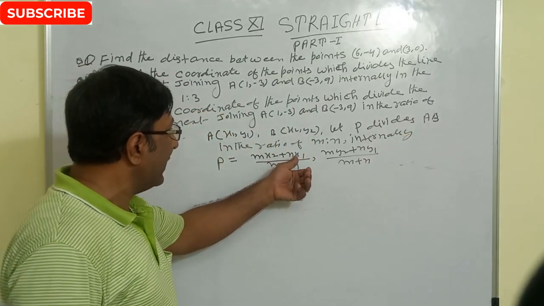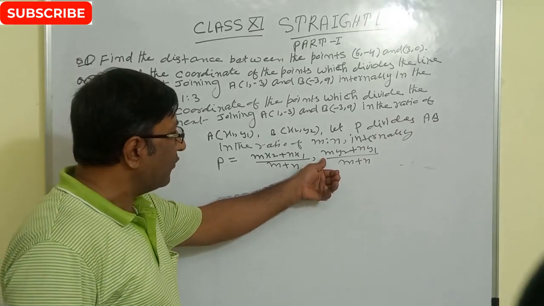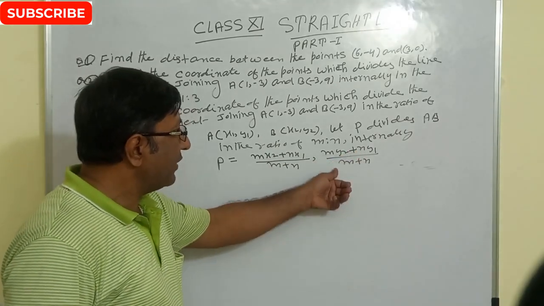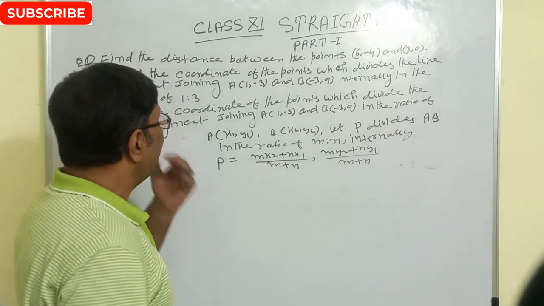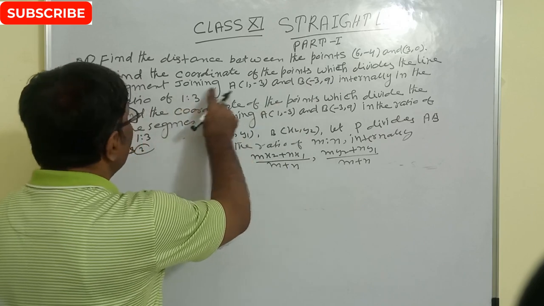mx2 plus nx1 divided by m plus n. And the y coordinate is my2 plus ny1 divided by m plus n. So here the question: find the coordinates of the point dividing the line joining A.